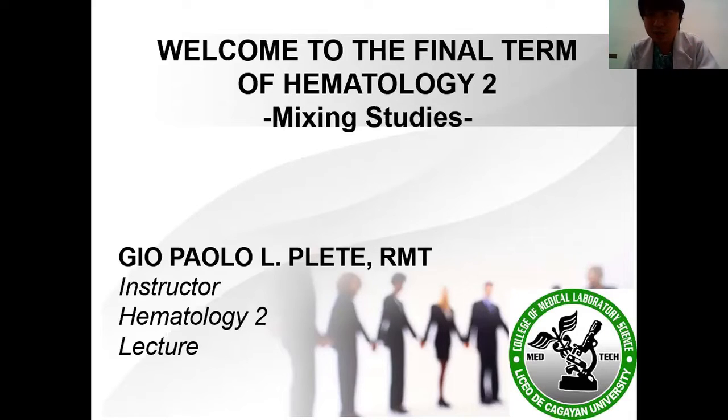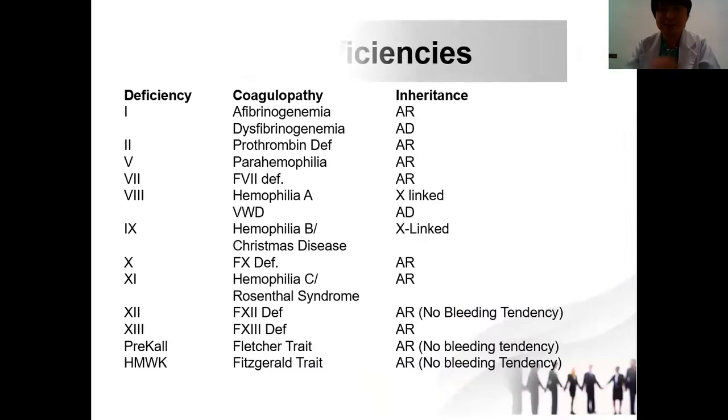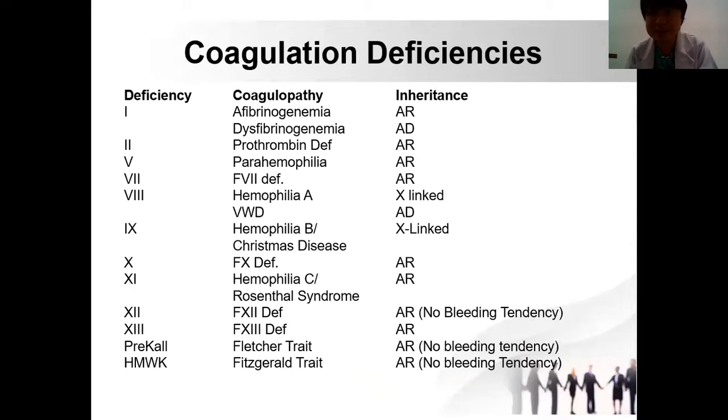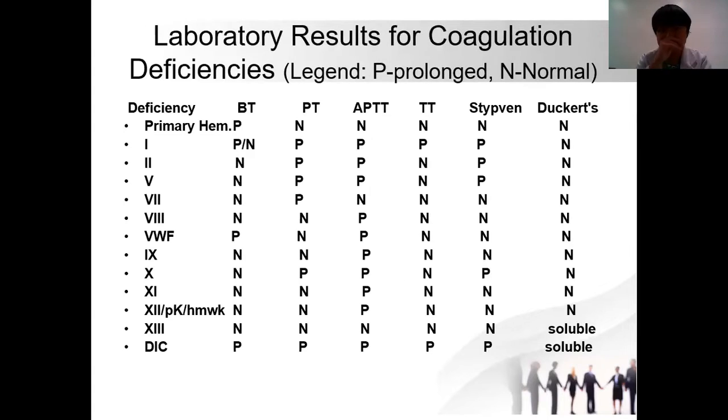Okay, so we are going to move to our lecture this morning: mixing studies. As a review, this came out in your exam. I hope you were able to answer the coagulation deficiencies. This was a review of our lecture mentioned in the semifinals, with the names of the different factor deficiencies, the inheritance, and how you differentiate them in the laboratory results for coagulation deficiencies.